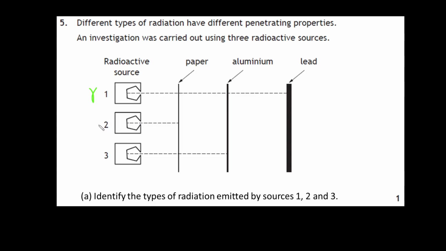Second one, it's getting stopped by paper. This must be the biggest particle that we have. This must be our alpha particle radiation. And the third one, well, we've by process of elimination figured out that this must be beta particle, and we can also see by the diagram it passes through the paper but it's stopped by our aluminium.